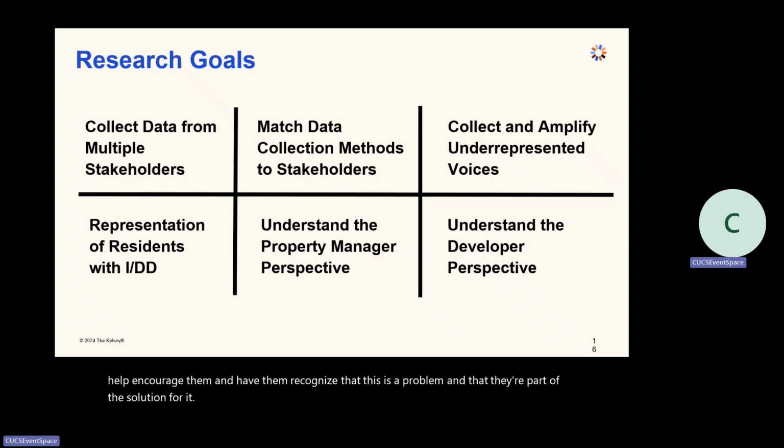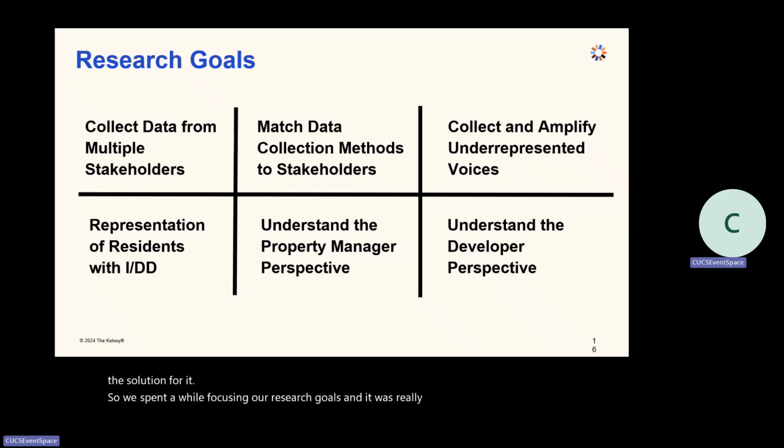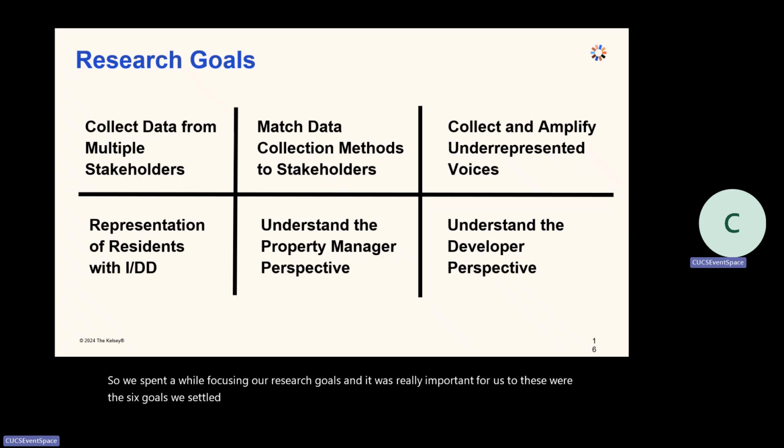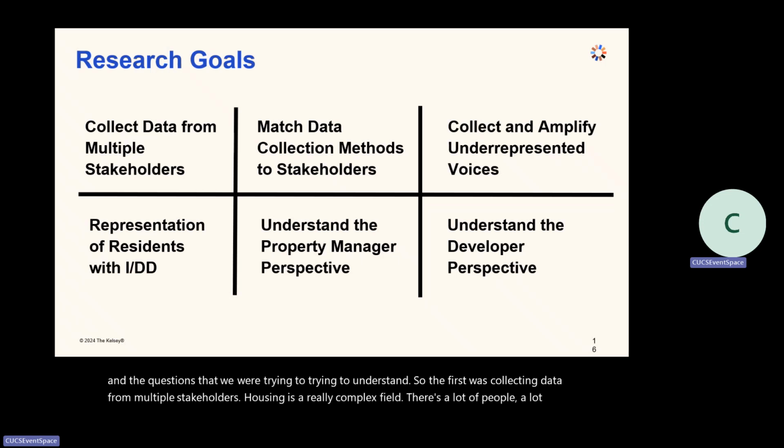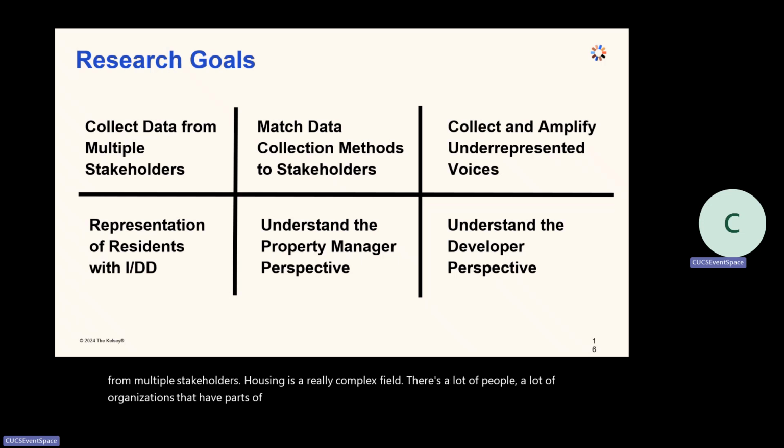So we spent a while focusing our research goals, and it was really important for us. These were the 6 goals we settled on to make sure that our research actually answered the problems and the questions that we were trying to understand. So the first was collecting data from multiple stakeholders. Housing is a really complex field. There's a lot of people, a lot of organizations that have parts of it. And so we knew that we couldn't just ask property managers. We needed to understand many different perspectives to have a better understanding of the full problem.